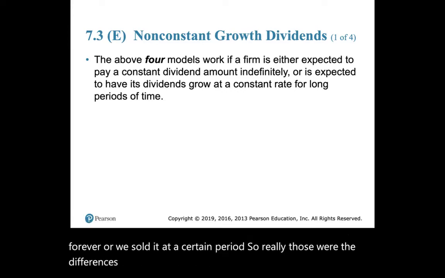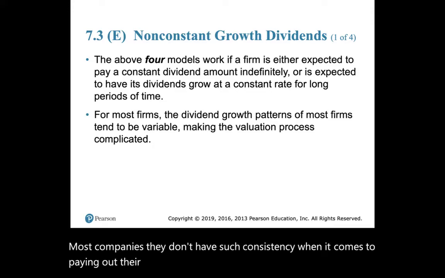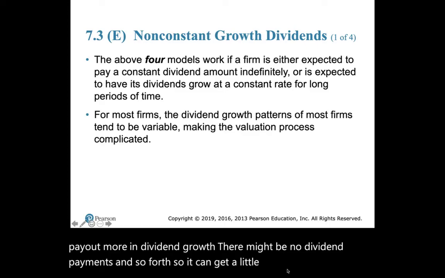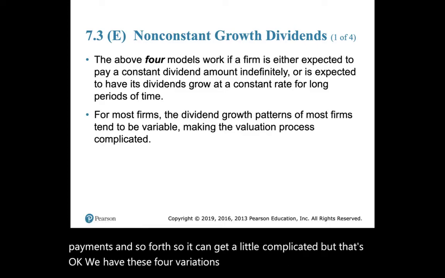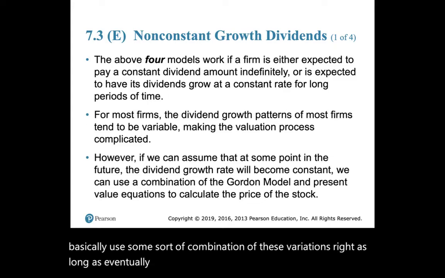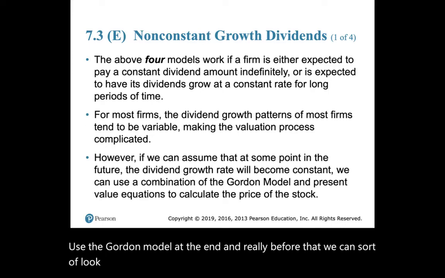But the reality is, most companies don't have such consistency when it comes to paying out dividends. There are some years where they might pay out more in dividend growth, or there might be no dividend payments and so forth. It can get a little complicated, but that's okay. We have these four variations for a reason, because we can use some combination of them. As long as eventually there's some constant growth, we can finally use the Gordon model at the end. Before that, we can look at each year on an individual basis. So let's look at what we mean by that.